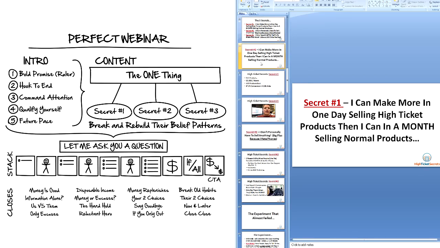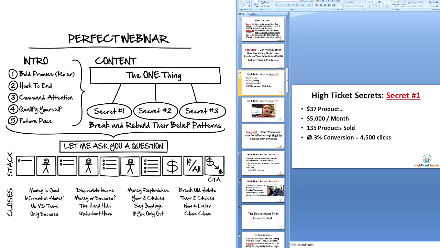Now I'm going to show you secret number one. So I come in and I say, this is what secret number one is: I can make more money in one day selling high ticket products than I can in an entire month selling normal products. Now notice that my secrets are typically backwards from what most people are thinking or what most people believe. I'm trying to break a belief pattern. That's why down here you see break and rebuild their belief patterns. So most of the people I'm talking to are selling ebooks, network marketing opportunities, low ticket stuff. And so I have to break that first paradigm, that first belief pattern. So the first thing to do is break this pattern.